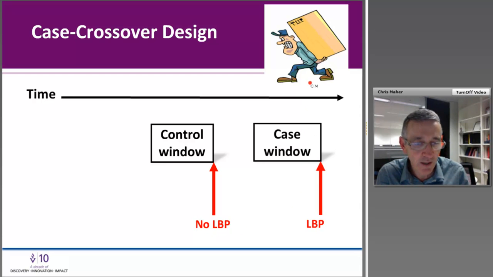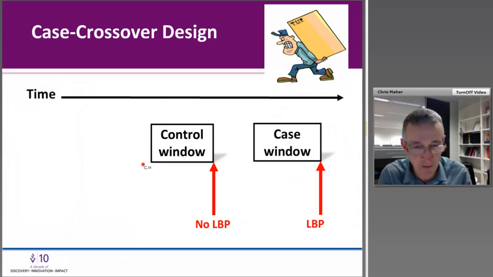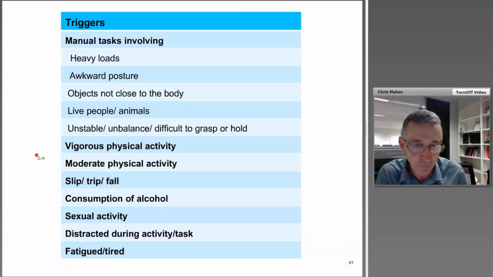So we could use it to look at exposure to things such as lifting a heavy object in the case window just before the person had their back pain, and look at it 24 hours earlier. You can also have other control windows. You can have a control window 2 days before, 3 days before, just to get a better idea of usualness.